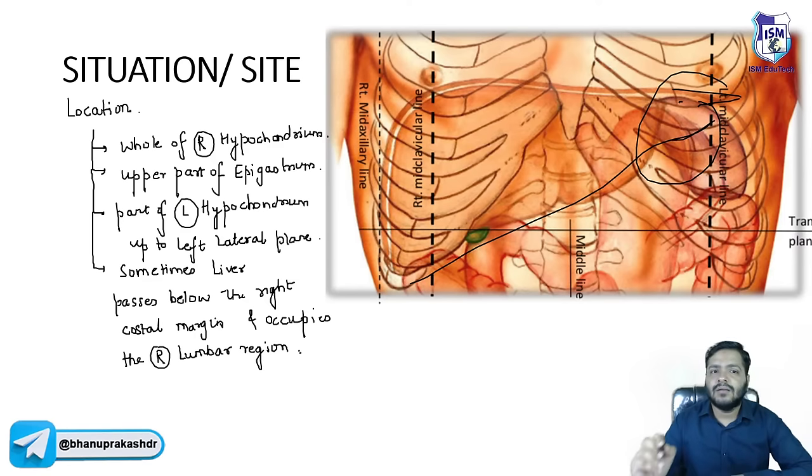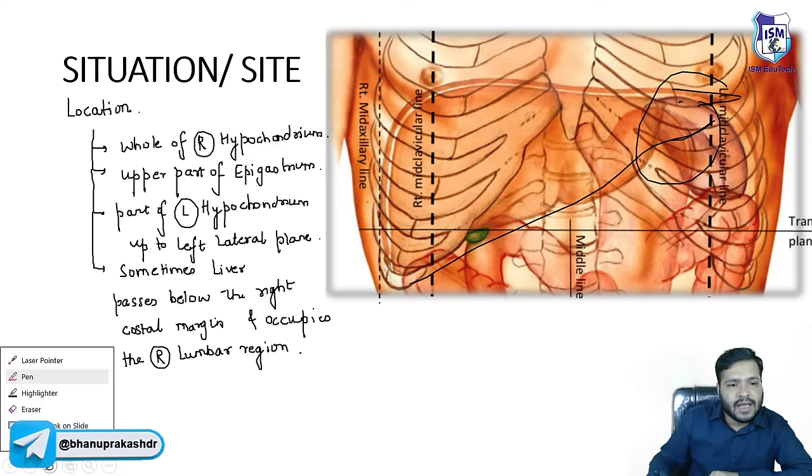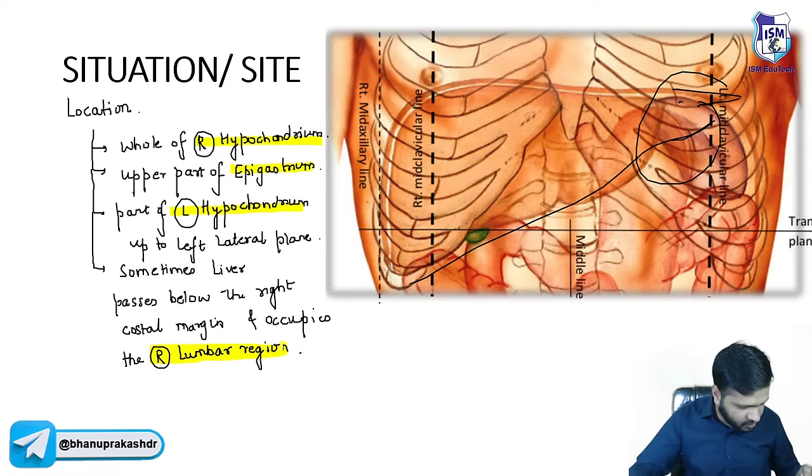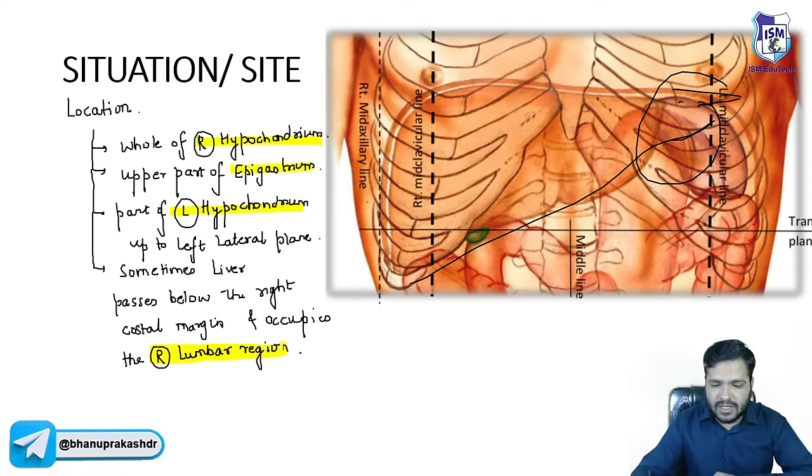Okay, so again you have to remember it is the whole of the right hypochondrium, the upper part of the epigastrium, part of the left hypochondrium up to the left lateral plane, and sometimes the right lumbar region. I hope this is clear to everyone. I hope the situation, the site or the location, one word for three things, is clear to each and everyone.